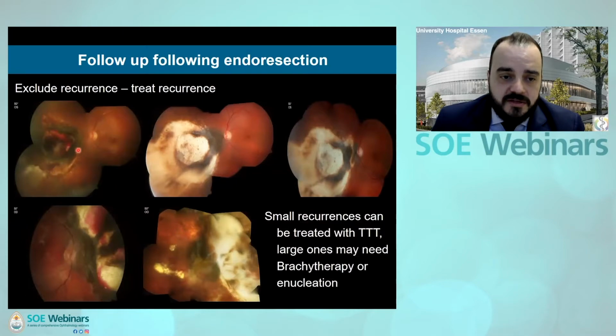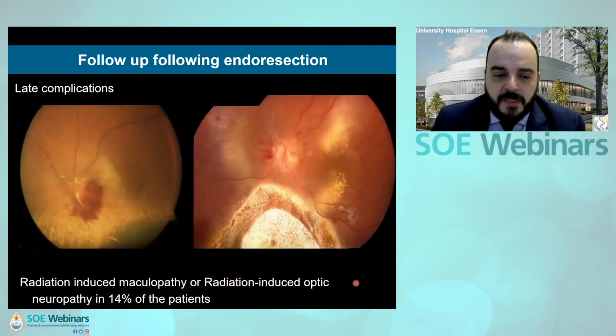We also here need to exclude a recurrence. As you can see here on the top, after the endoresection, the tumor grows towards the optic disc. This was successfully treated with 2 times TTT. Smaller recurrences can be treated with TTT. Large ones would need a brachytherapy, or in this case, as you can see, the tumor grows all around the optic disc, and enucleation will be needed.